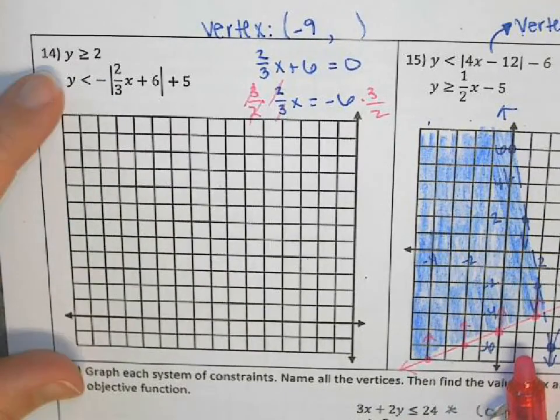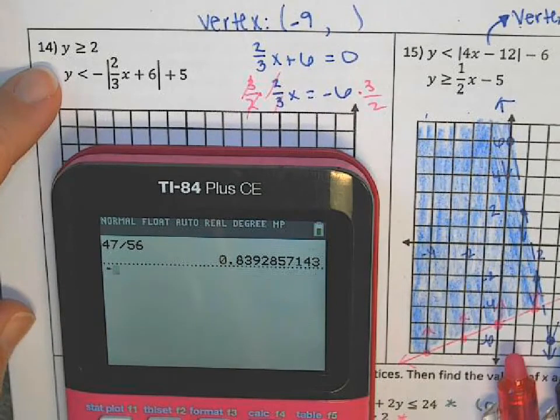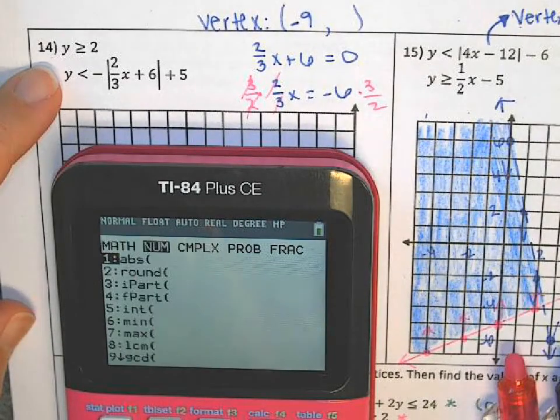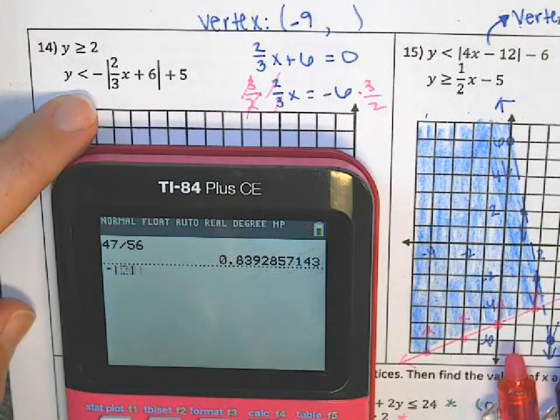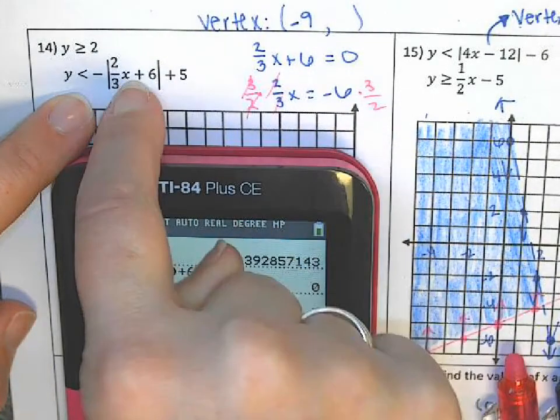Plug it in. Maybe you don't want to do that by hand, so you use your calculator. Negative. Go to the math button. Hit the right arrow. Absolute value. 2/3 times your x value, which we got -9, plus 6. On the outside of that, add 5. I get 5. You know when you plug it into there, you should be getting 0.